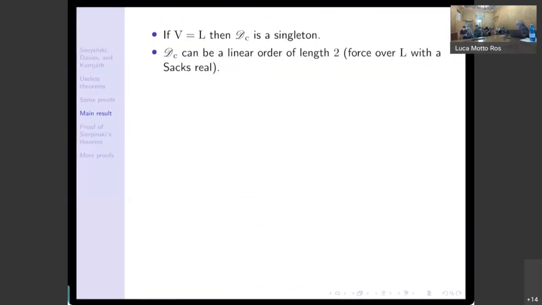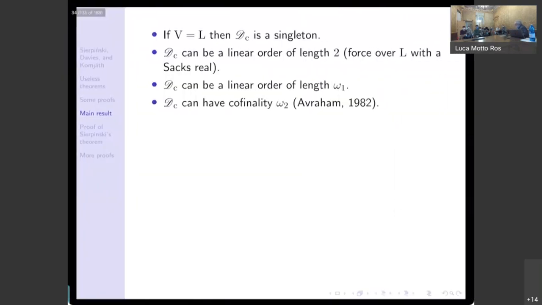DC can be a linear order of length omega 2 if you force over L. And DC can be a linear order of length omega 1 plus... because unfortunately, Uri Abraham and Saharon Shelah proved this. In particular, Uri proved this result. He should have just been opposite; I would have been accepted. But that's life. We proved that DC can have a long chain.